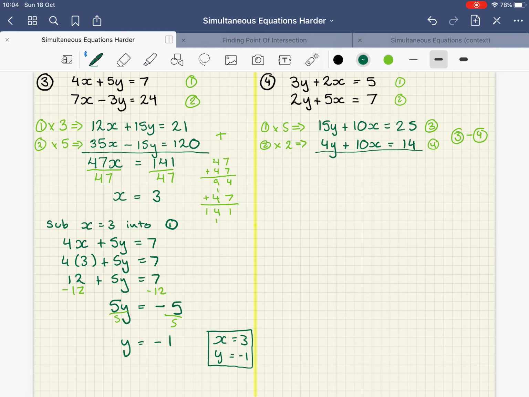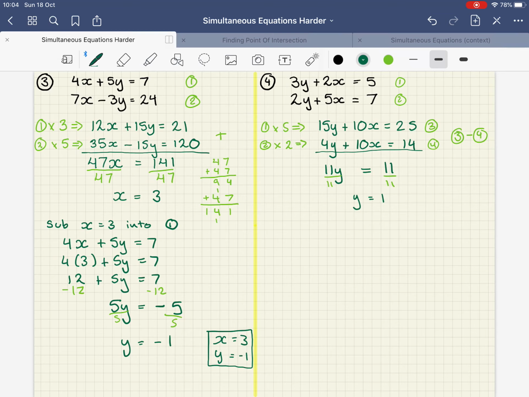So 15y take away 4y, that's going to give me 11y. The x's are going to cancel out. 25 take away 14 is going to give me 11. Divide by 11, divide by 11, that means y equals 1.